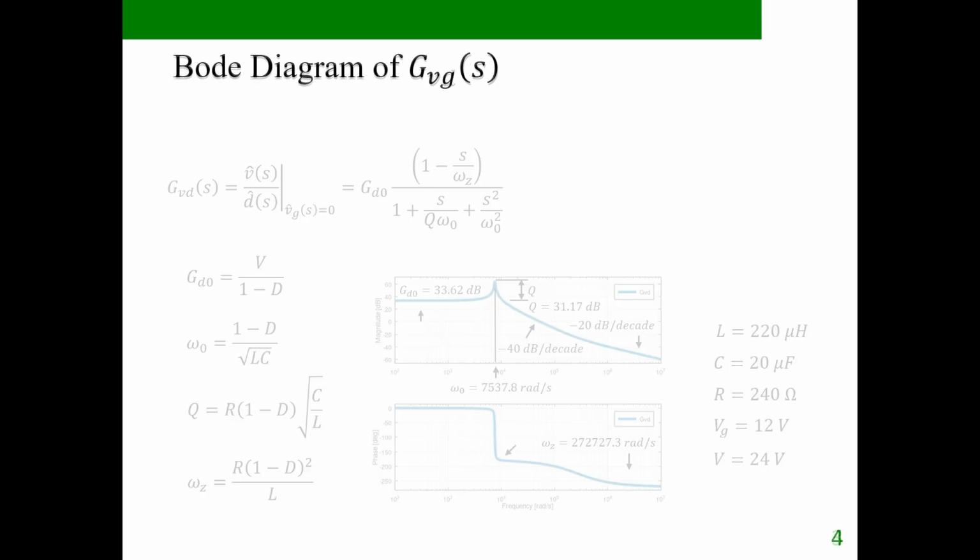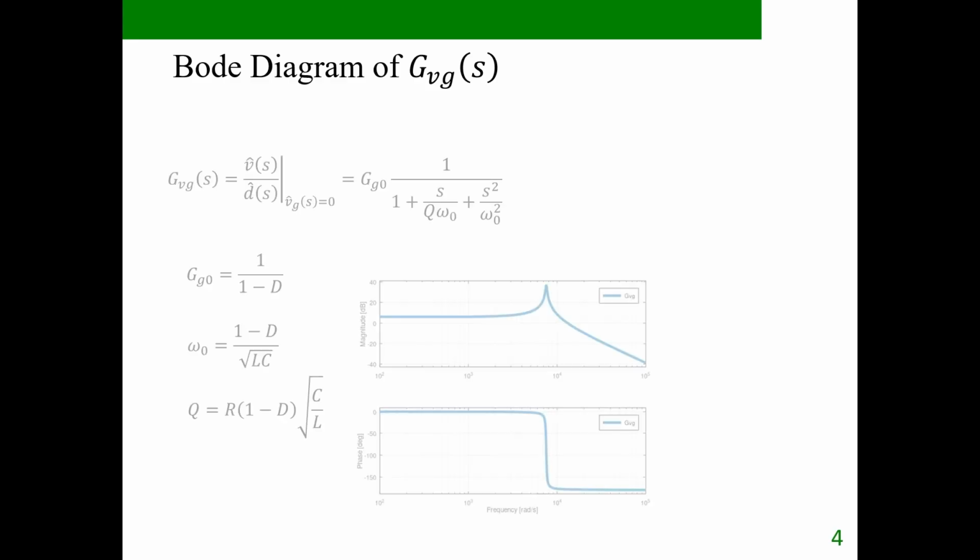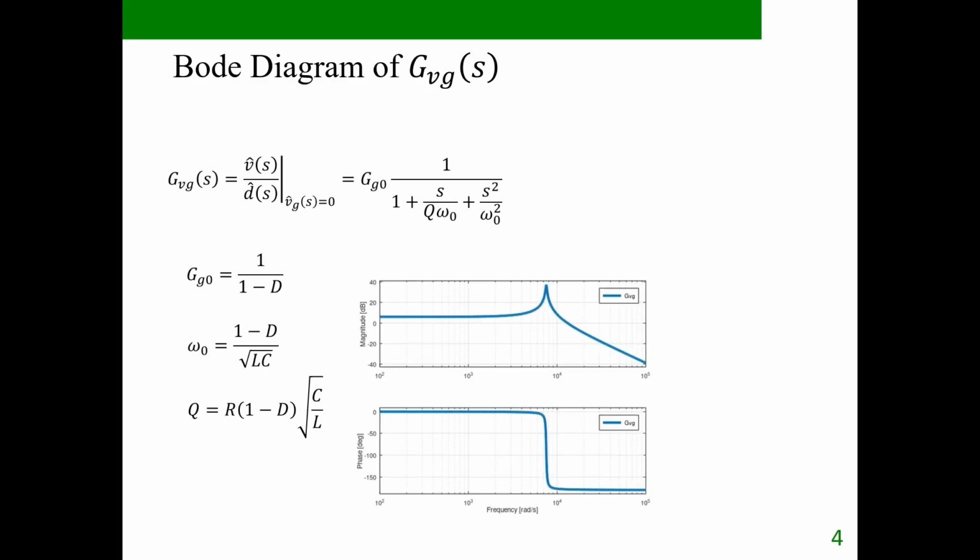Here is the line to output transfer function Gvg(s) along with its parameters and Bode diagram. Just like before, the denominator is the same second order LC system, but now the low frequency gain is simply 1 divided by 1 minus D. This means that input voltage disturbances are amplified by the boost conversion ratio. Here are the exact parameter values used for this plot, the same as in the previous slide.